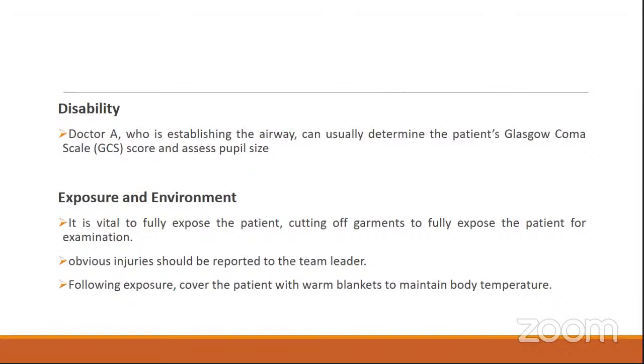So now we have finished the ABC part. Now we come to the disability part. Disability will be taken care of by Dr. A himself, who will be on the airway. Before Dr. A plans for a definitive airway, and before he gives drugs for this definitive airway, he should assess the patient's Glasgow Coma Scale, and he should always assess the pupillary size and record them properly.